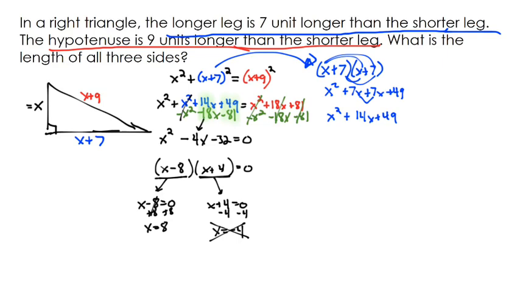So what that means is that for our triangle, our short side is x, or excuse me, is 8. Our longer leg, 8 plus 7, would be 15. And then our hypotenuse, x plus 9, would be 17. And those are the lengths of our right triangle.